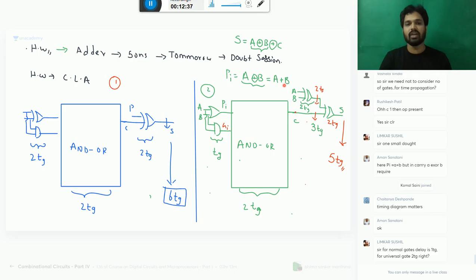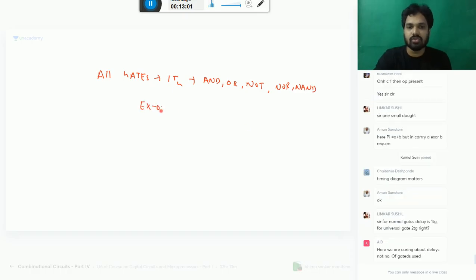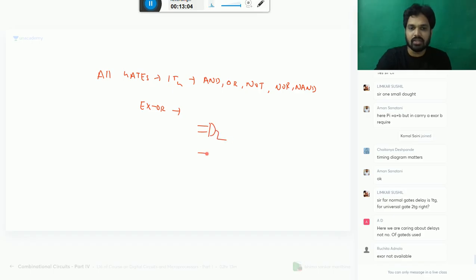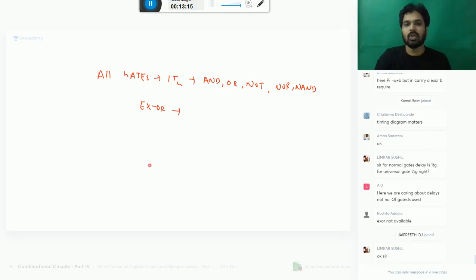No, Sushil. I don't know why you people are asking this. You remember yesterday's class question or not? All gates are one delay only, but you have only AND gate, OR gate, NOT gate, NOR gate, NAND gate. XOR is not directly available, so we made XOR with the available gates. If you remember, something like that. So then we decided that XOR requires 2 delays. XOR is made using this.